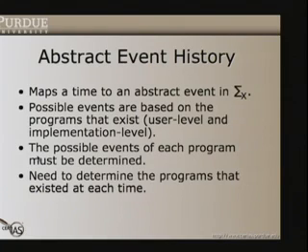Similarly, we have the abstract event history, which maps a time to the abstract event that was occurring at that time frame. And again, we have similar problems, where the abstract events only occur because of what programs exist. So we have to analyze the programs to find out what events could occur, which again involves some form of static or dynamic analysis. And again, it's a relatively hard problem. And in general, many assumptions are made in practice about what events could have occurred or did occur.